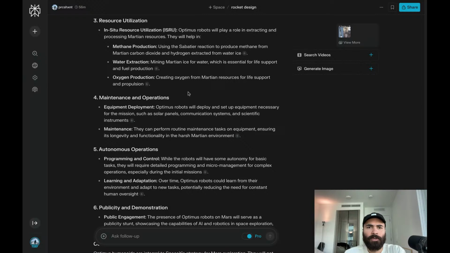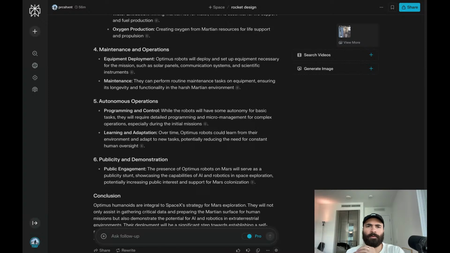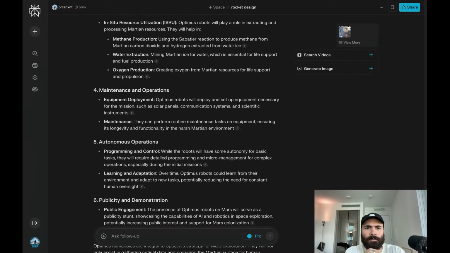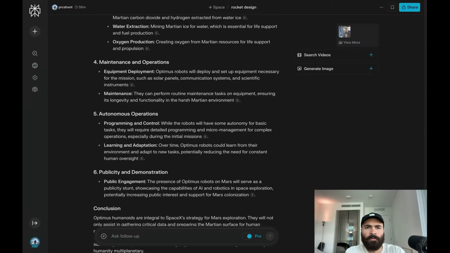Methane production, using the Sabatier reaction to produce methane from Martian carbon dioxide and hydrogen extracted from water ice. Mining Martian ice for water, which is essential for life support and fuel production. Creating oxygen from Martian resources for life support and propulsion. Optimus robots will deploy and set up equipment necessary for the mission, such as solar panels, communication systems, and scientific instruments.